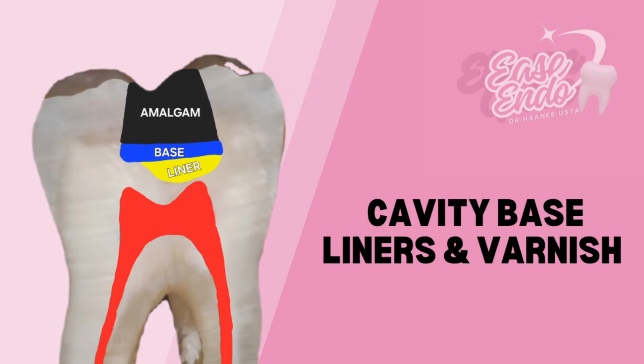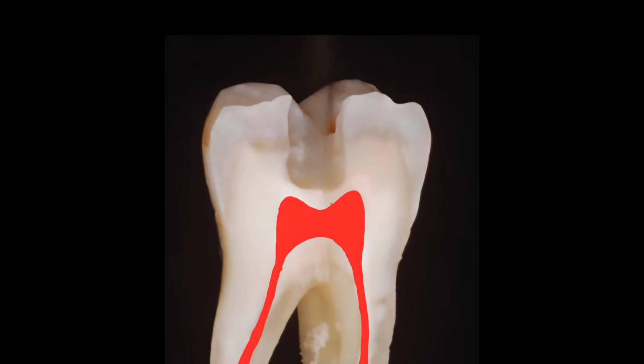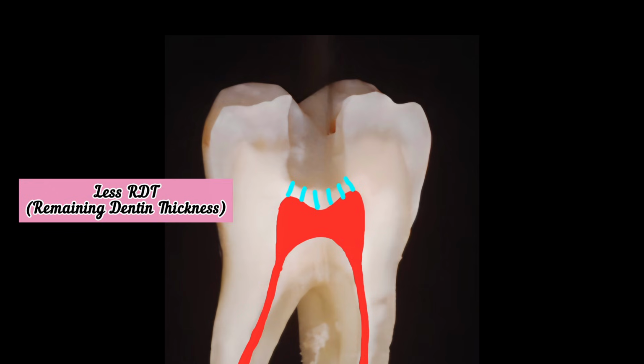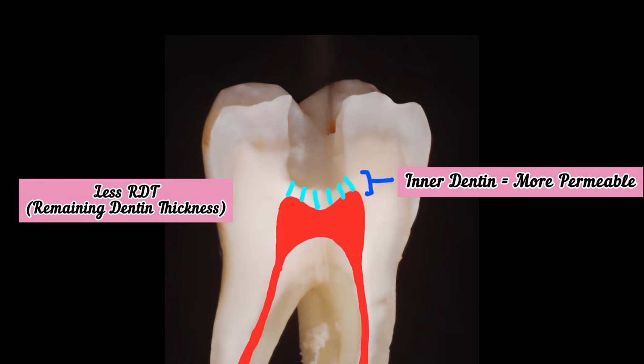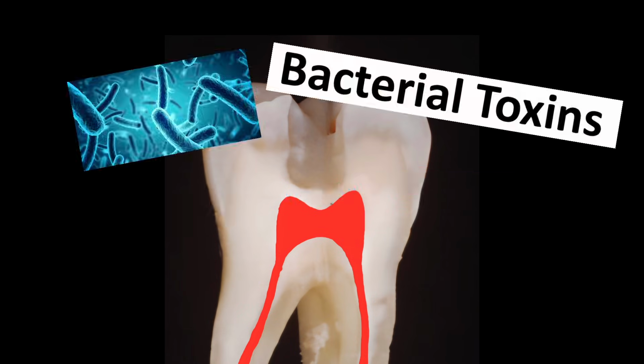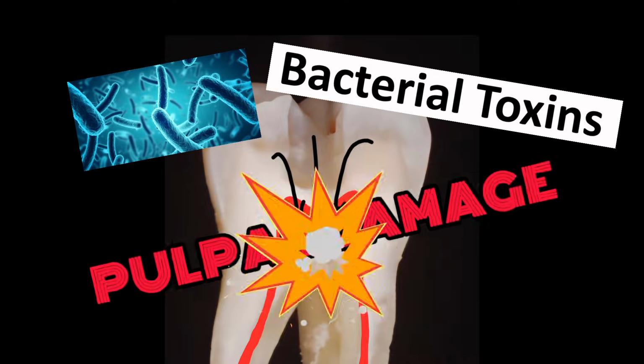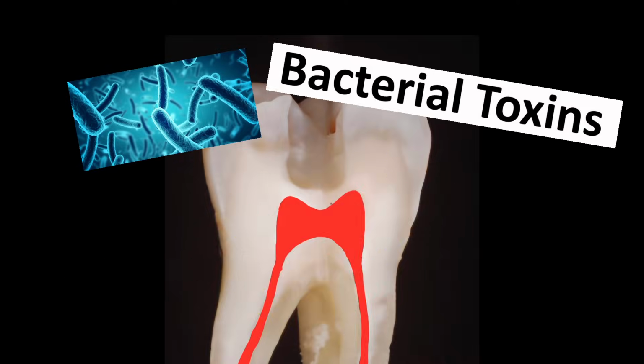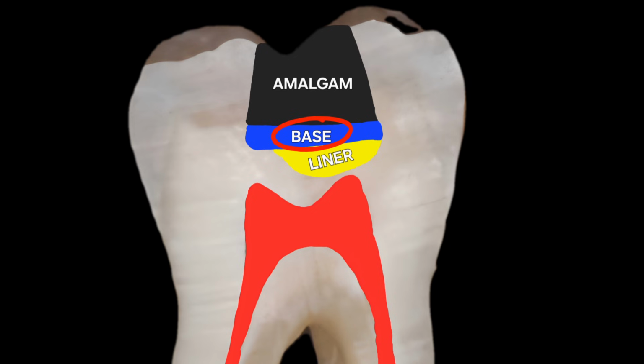Let's understand what is cavity base, liners, and varnish. Whenever the RDT is less, the dentine becomes more permeable to all sorts of toxins, irritants, and bacteria, which go down to the pulp and cause pulpal damage. That is why we need to protect the pulp by using cavity base and liner.